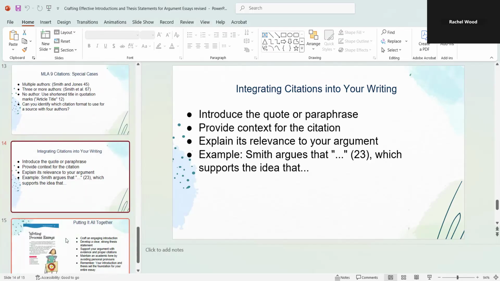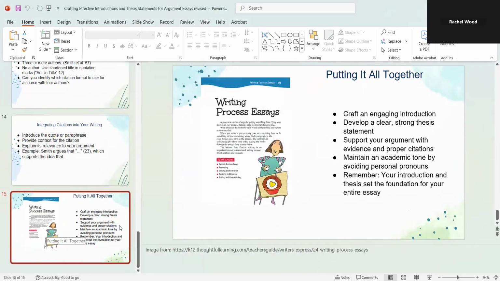When you integrate citations into your writing, you want to introduce the quote or paraphrase, provide context for the citation, and explain its relevance to your argument. You can say something like, Smith argues that, blah, blah, blah, quote, page 23, which supports the idea that. Now, I would encourage you not to overuse the word "that" in your writing, but because you're an emerging writer, I'm not going to be super strict on that, because this is your first major essay.